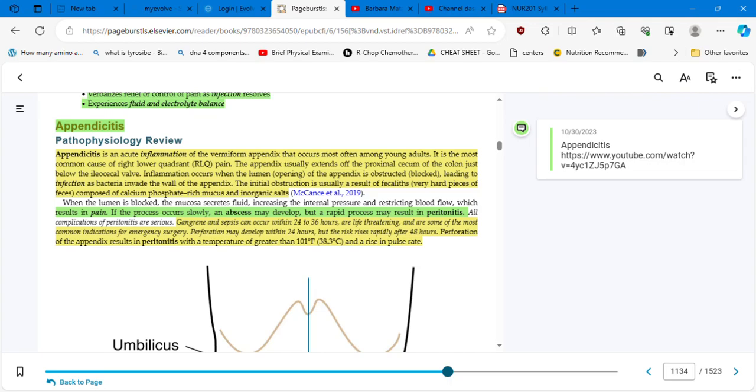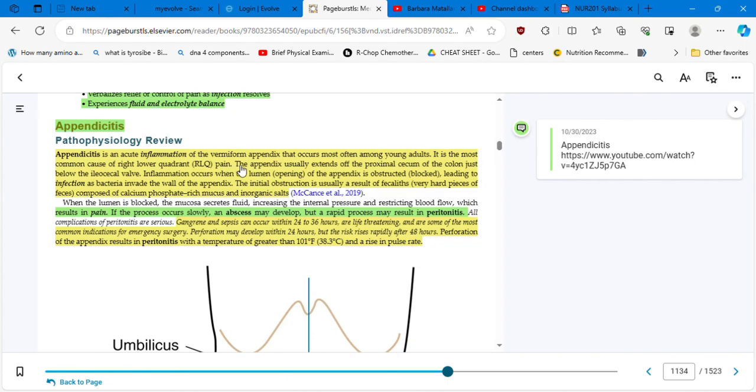Hello, dear students. Let's continue with chapter 52 and one of our favorite topics, appendicitis. Appendicitis is an acute inflammation of the vermiform appendix that occurs most often among young adults. It is the most common cause of right lower quadrant pain.